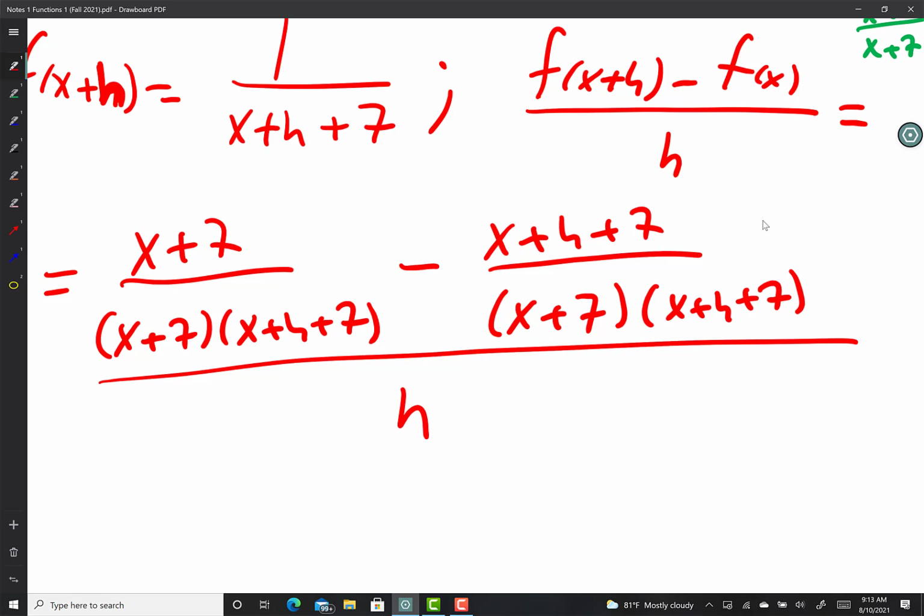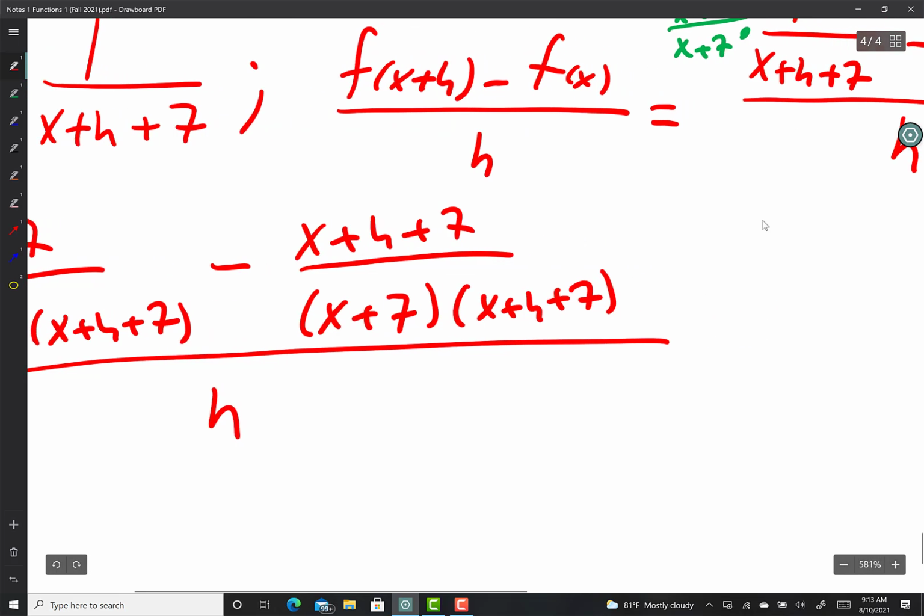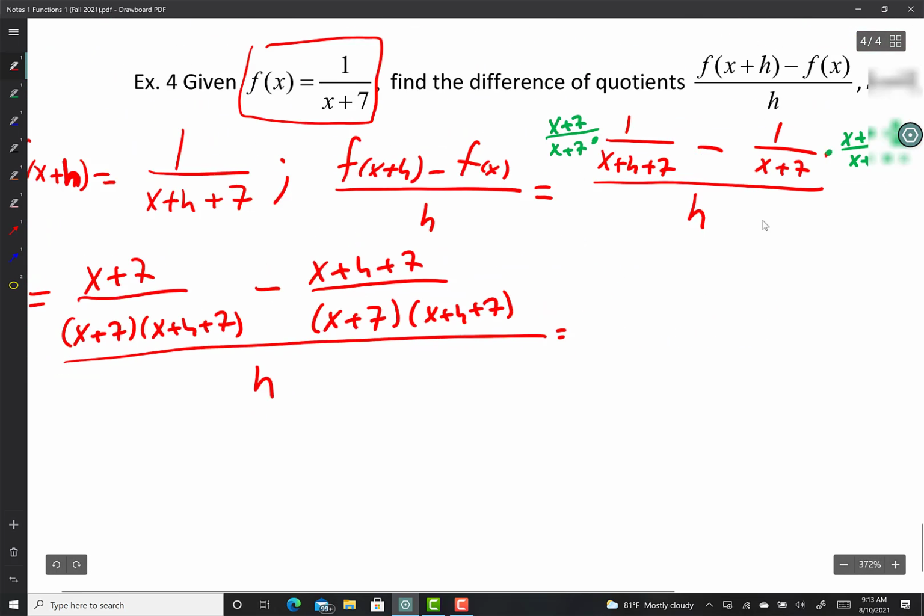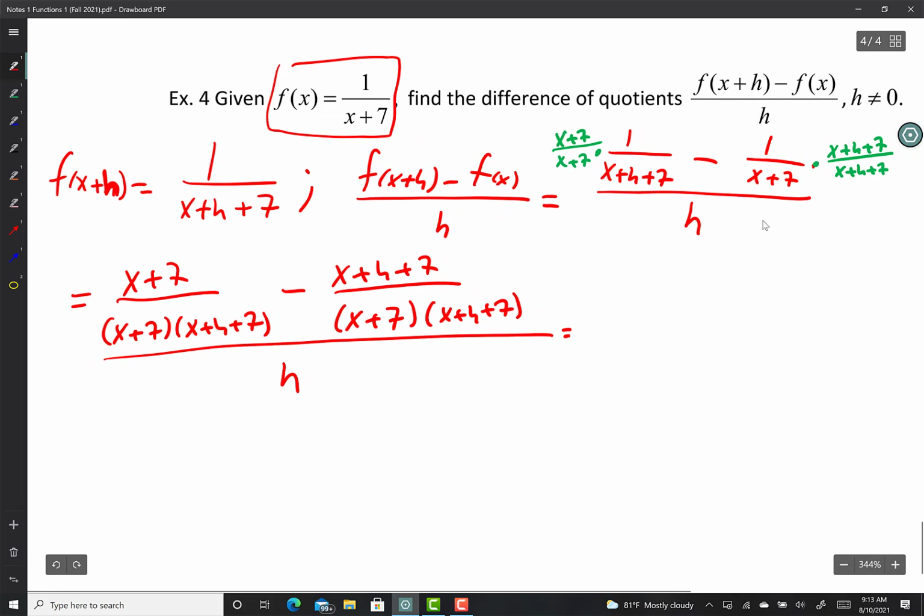The denominators in my numerators are the same. So can I combine them? Yes. So here's what I'm going to have. And I'm going to zoom out. X plus 7 minus, parentheses, x plus h plus 7. So put that parenthesis there because that's the most common mistake.